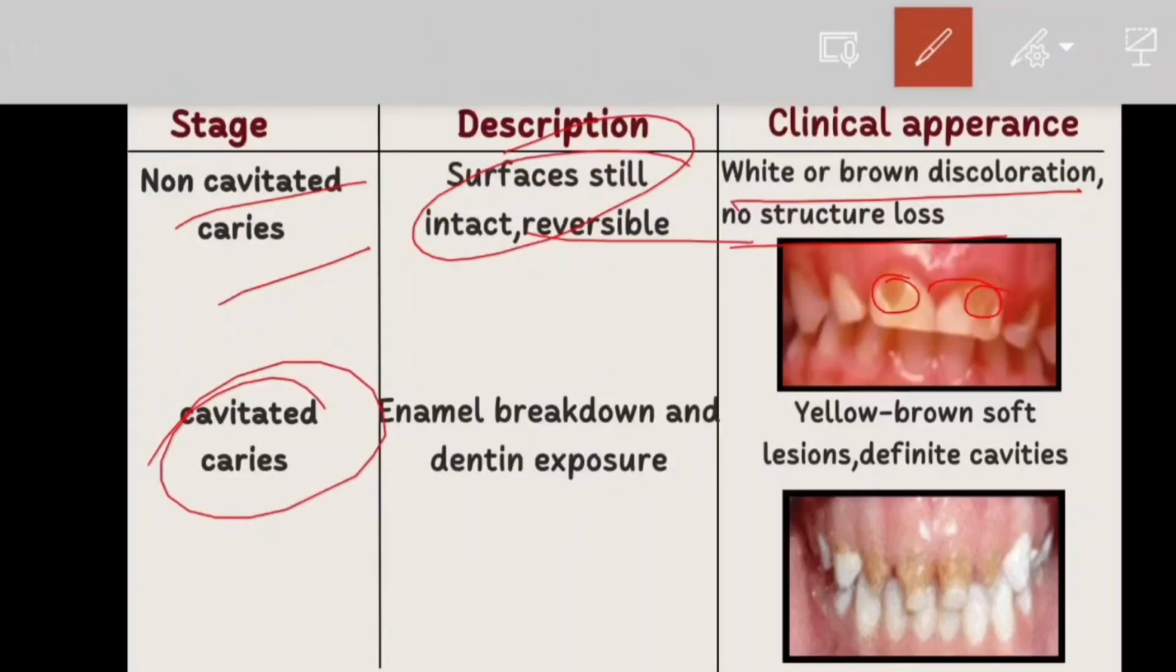Now the third stage is cavitated caries. Here the enamel breaks down and dentine becomes exposed. The clinical appearance is a yellow-brown soft lesion with a visible cavity. This is a tooth with a clear hole extending into the dentine. The disease has progressed beyond the enamel and restorative treatment becomes necessary. The important point is that at this stage fluoride alone is not enough.